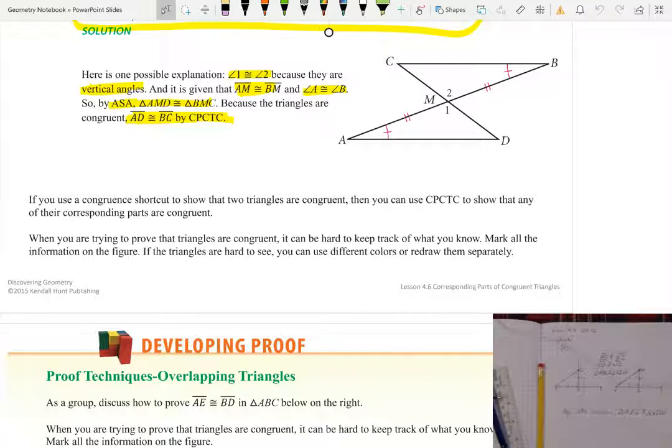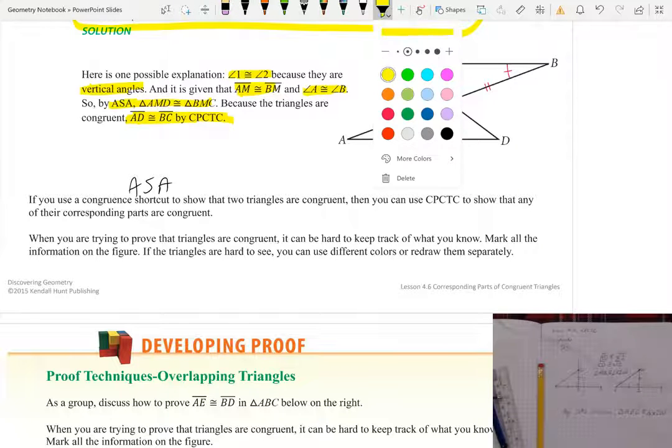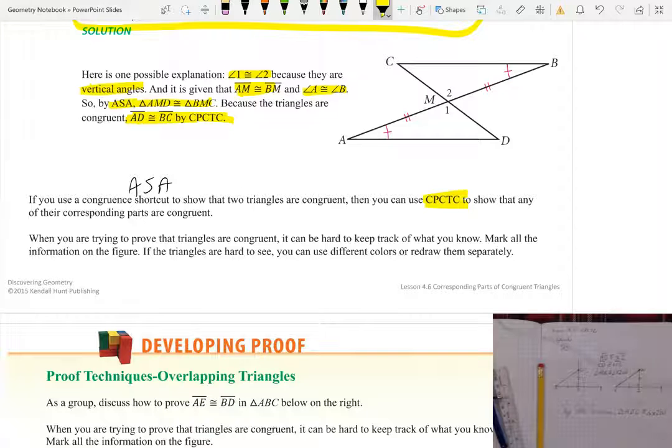So again, if you use a congruent shortcut to show that 2 triangles are congruent, then you can use CPCTC to show that any of their corresponding parts are congruent. So we use the congruent shortcut, ASA, to show that the triangles are congruent. And then with CPCTC, we showed that their corresponding parts are congruent, basically.